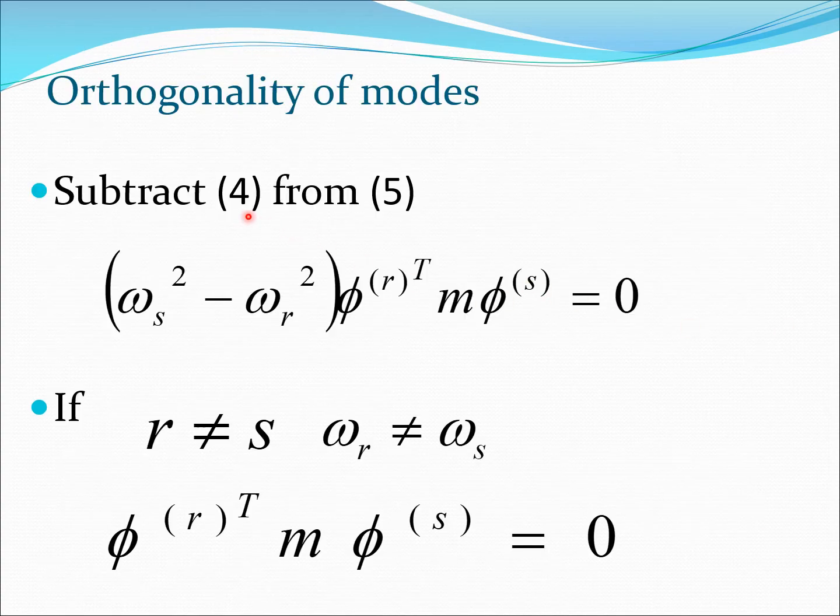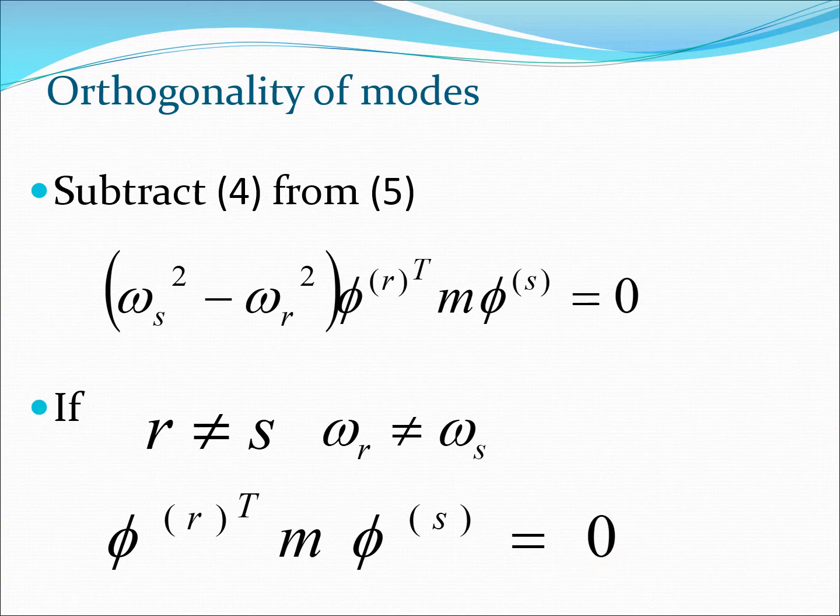So we subtract 4 from 5 and we obtain this equation here. Now you can verify that by doing it yourself, and this is a very important equation because this is telling you that for all cases where R is not equal to S, that means these two are different modes, in those cases, the frequencies not being the same, this particular equality holds, that is phi R transpose M phi S equals 0.